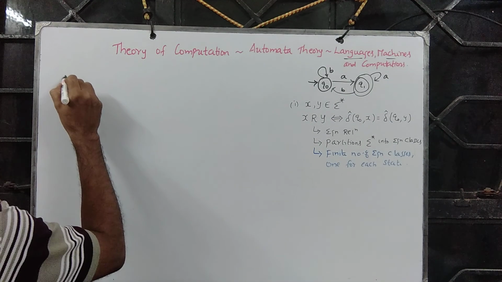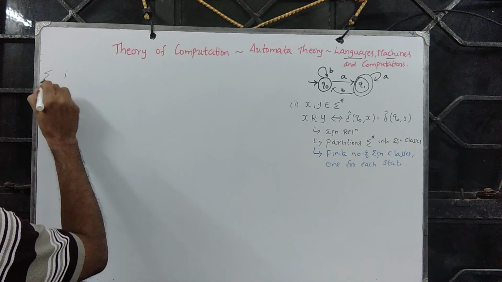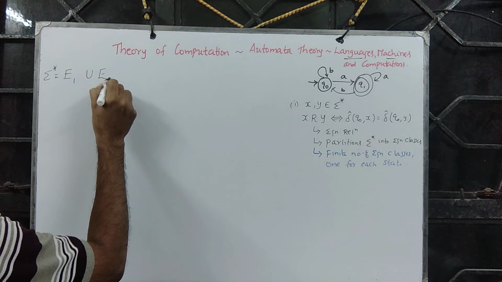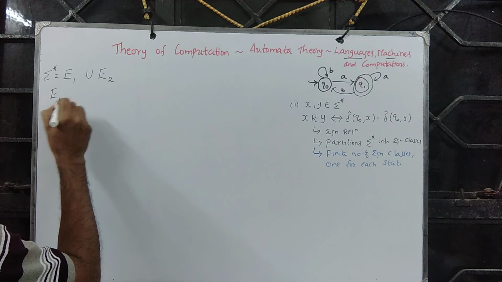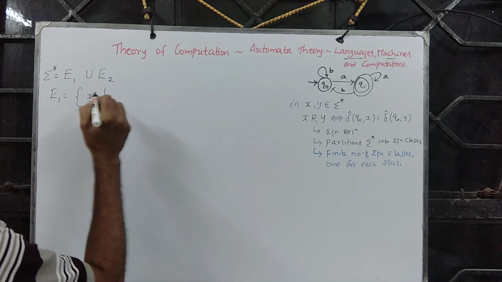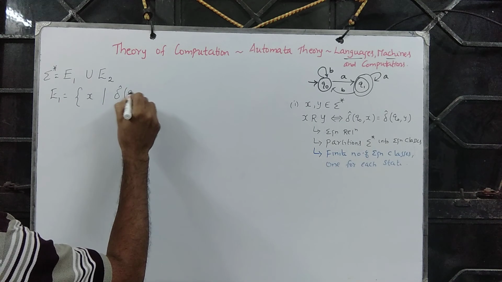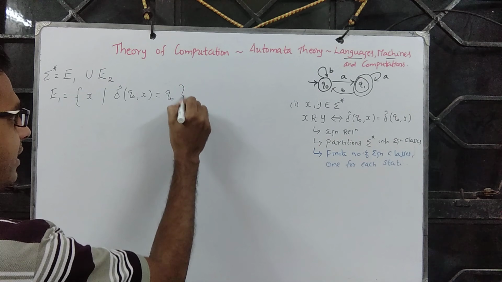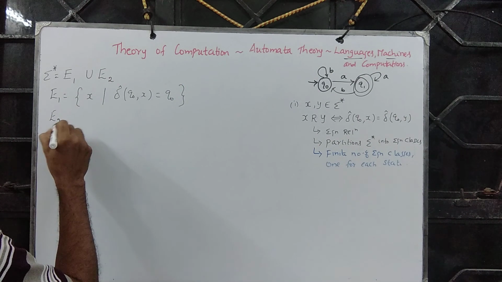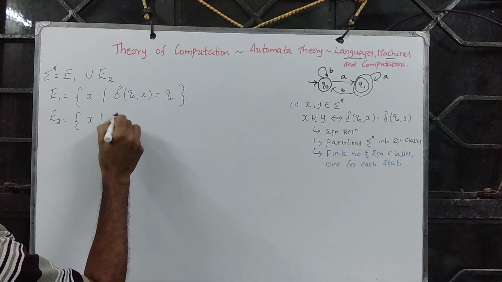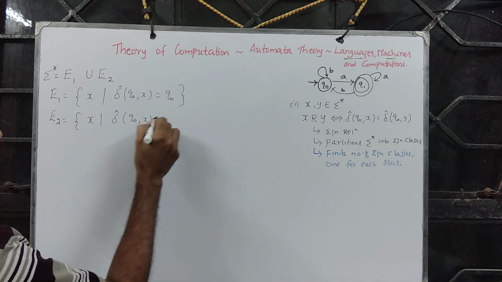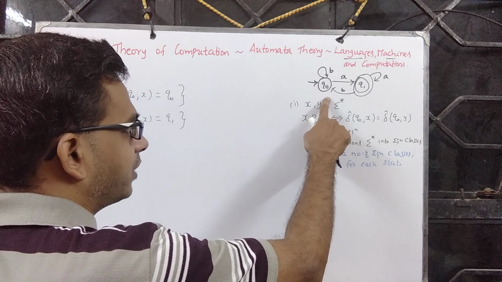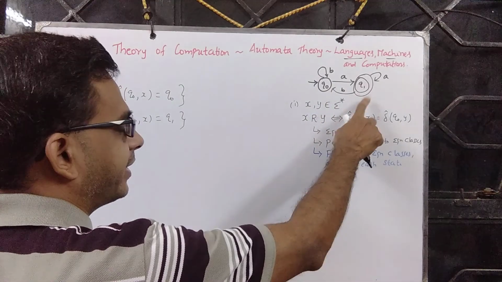What am I saying? You get to see sigma star is partitioned into E1 union E2. What is E1? E1 is all those x such that delta cap of q0 comma x is q0. The output state is q0. E2 is all those x such that delta cap of q0 comma x is q1. Because when you simulate x with respect to q0, it can either end in q0 or it can end in q1.